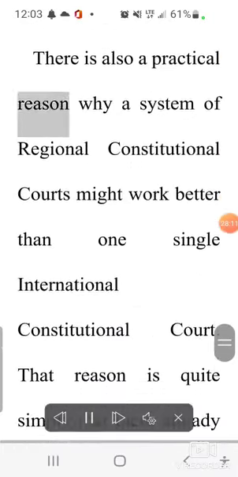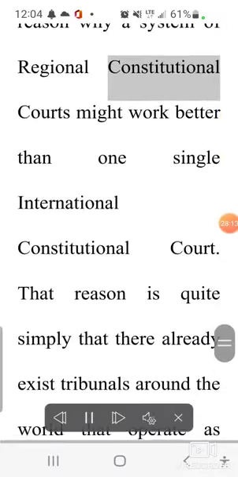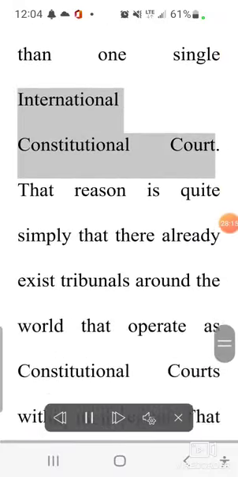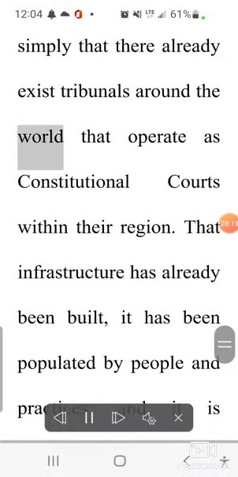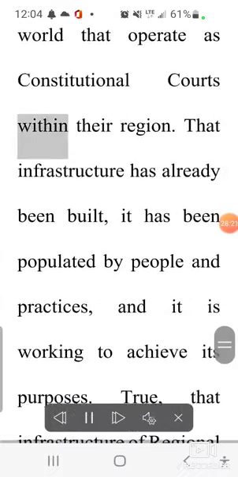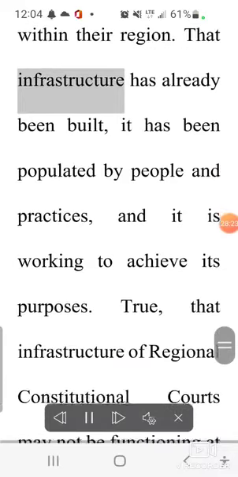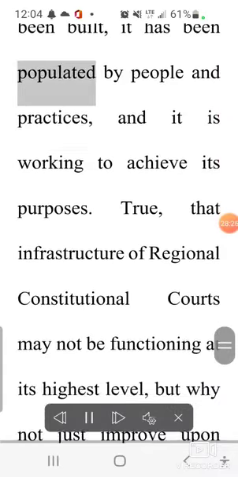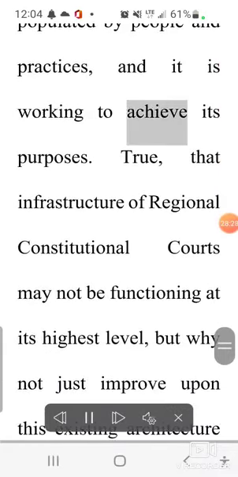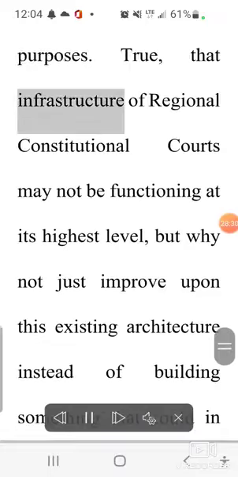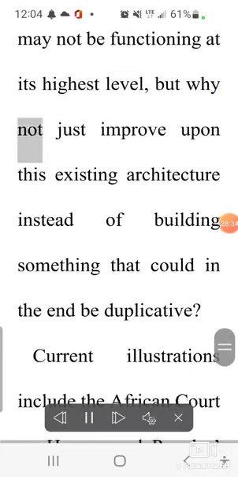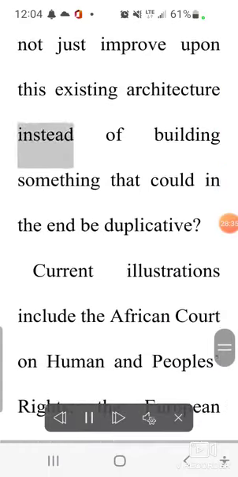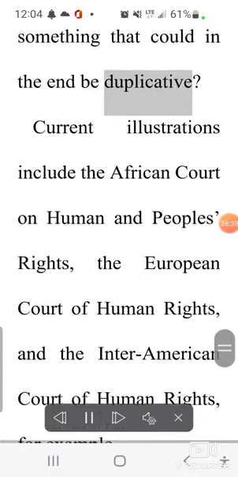There is also a practical reason why a system of regional constitutional courts might work better than one single international constitutional court. That reason is quite simply that there already exist tribunals around the world that operate as constitutional courts within their region. That infrastructure has already been built, it has been populated by people and practices, and it is working to achieve its purposes. True, that infrastructure of regional constitutional courts may not be functioning at its highest level, but why not just improve upon this existing architecture instead of building something that could in the end be duplicative?